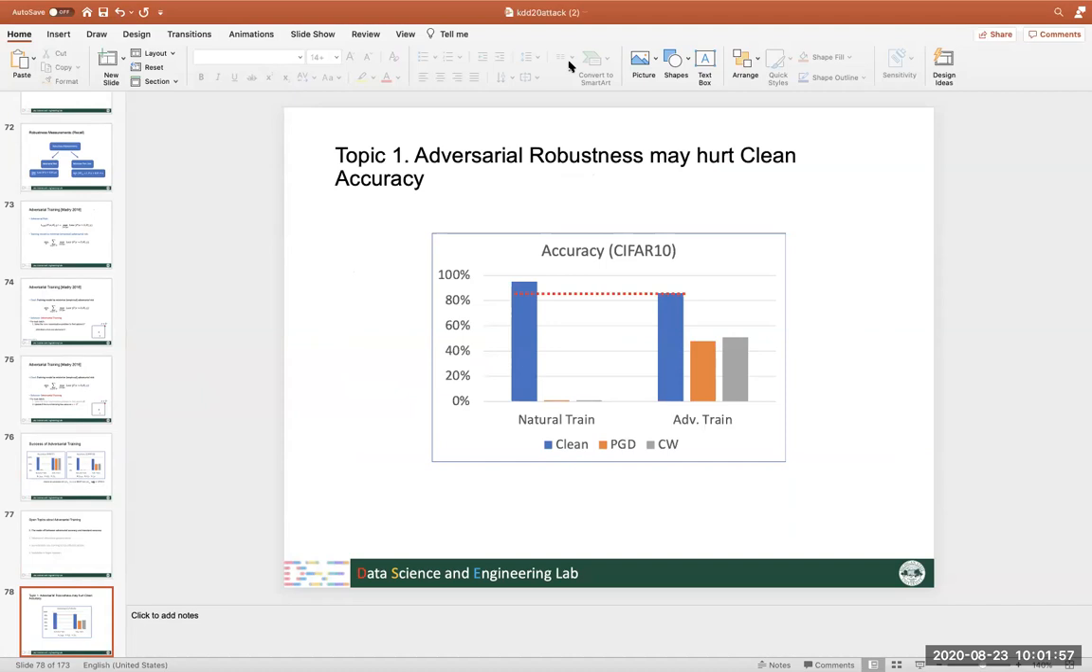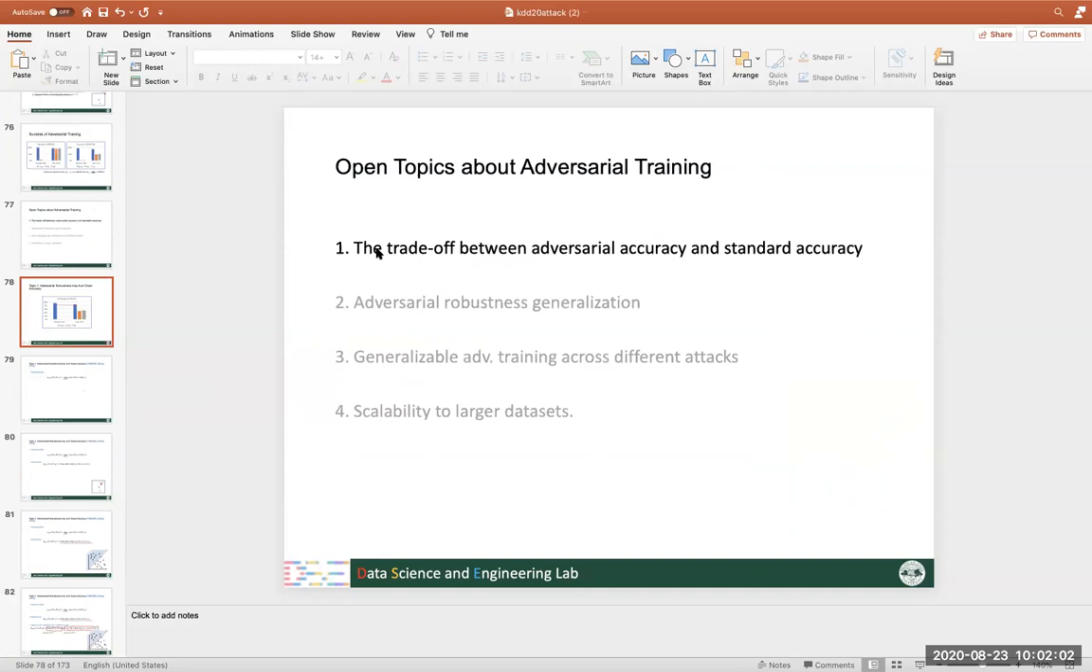We also talked about some recent hot topics which try to improve the performance of adversarial training. We talked about how adversarial training does harm to the model's accuracy on clean or benign images, and also its robust generalization issue. We also talked about how to train adversarially robust models against different attacks, and how to improve the scalability of adversarial training on larger datasets.